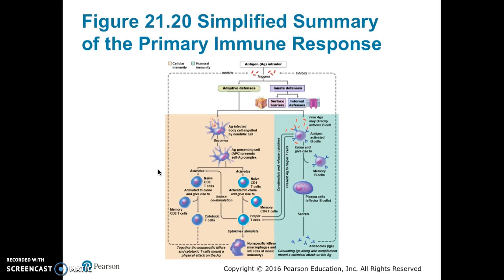The cytokines helper T cells release stimulate nonspecific killer cells like macrophages and NK cells. Helper T cells also affect the humoral immunity seen on the right side of this figure. They stimulate antigen-activated B cells to clone and give rise to memory B cells and plasma cells. And we all know that plasma cells secrete antibodies.